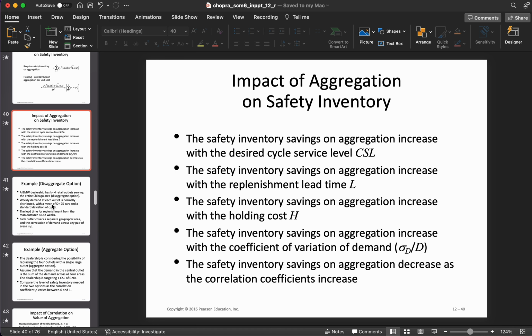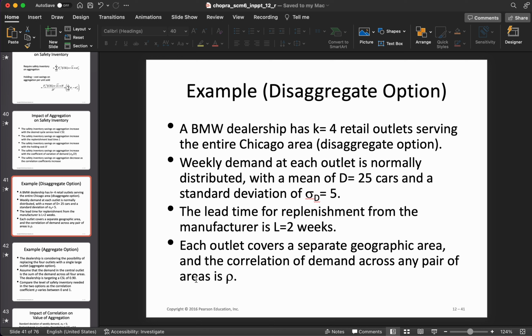So let's look at an example. You might not find it simple. There is a BMW dealership that has 4 retail outlets serving the Chicago area. Let's first look at the disaggregate option, that is, we are not putting them together. We'll say that the weekly demand at each of these outlets is normally distributed with a mean of 25 cars and a standard deviation of 5 cars. So this is the weekly one. We'll assume that replenishment lead time is fixed at 2 weeks.